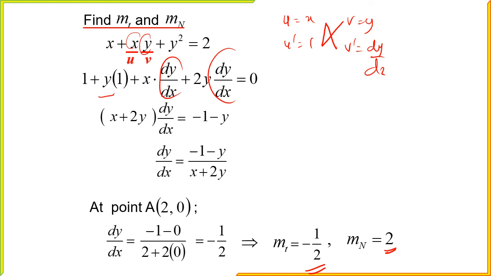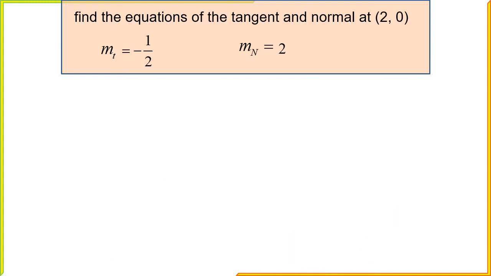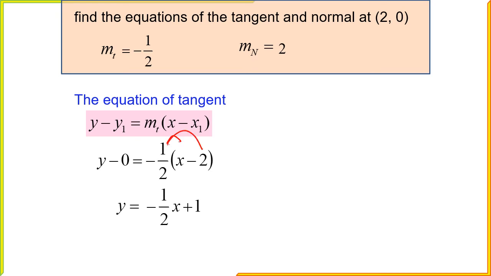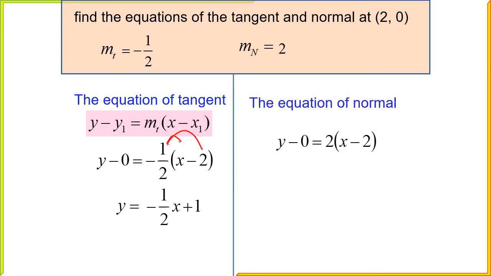Okay, so we can find the equation of the tangent and normal because we know already the gradients. The equation of the tangent will be y minus y1 equal to m tangent multiplied by x minus x1. So y1 is equal to 0, x1 equal to 2, mt is equal to negative 1 over 2. So we get y equal to negative 1/2 x plus 1. Expand. And then the equation of the normal will be y minus 0 equal to the gradient of the normal, which is 2, multiplied by x minus 2. So y is equal to 2x minus 4. This is the equation of the normal.